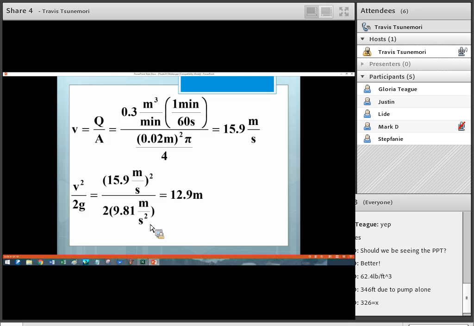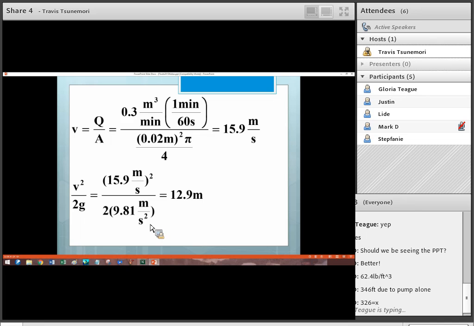So our volumetric flow rate, I'm sorry, is 0.3 meters cubed per minute. And of course, minute is a weird unit, so we've got to convert that to seconds. So we have meters cubed per second. And we're going to divide by our cross-sectional area. We know we had a 2 centimeter or a 0.02 meter diameter. So pi d squared over 4.